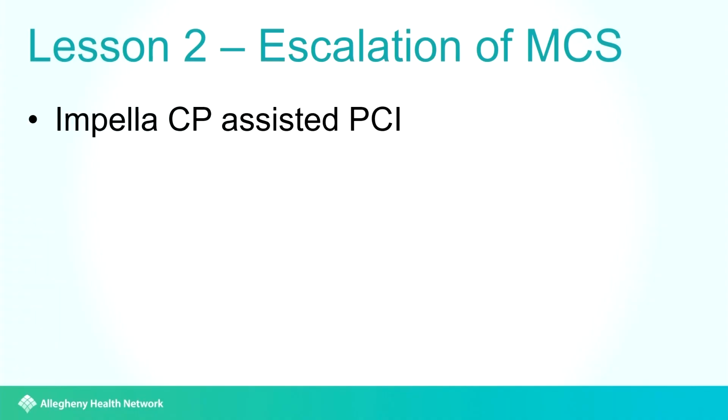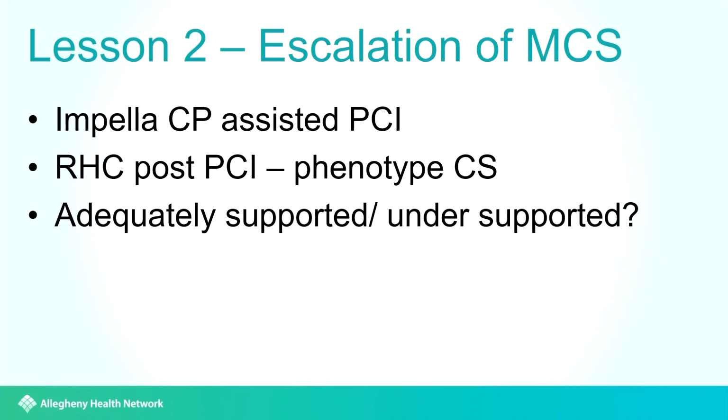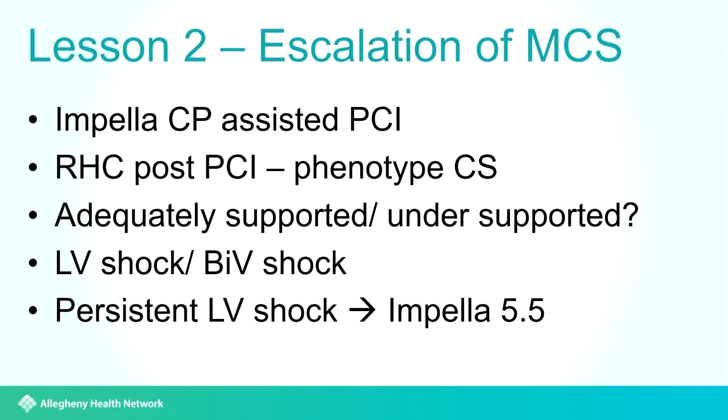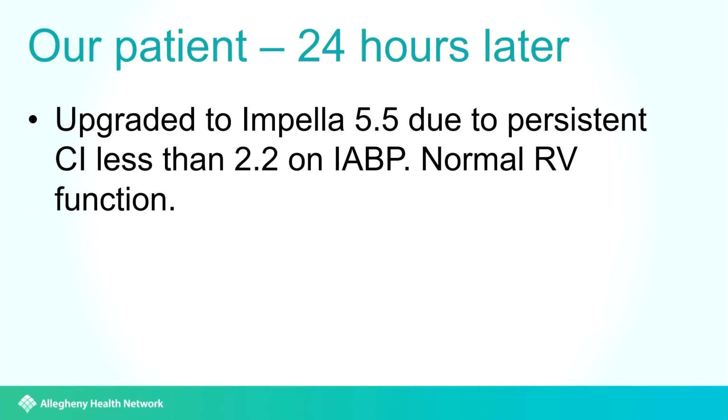So lesson 2 is escalation of MCS. Either you do a balloon pump or Impella-assisted PCI. After we achieve TIMI-3 flow, the next step is to do a right heart cath before the patient leaves the lab to see if the patient is adequately supported or not. If the patient is adequately supported, if your cardiac index is more than 2.2, then you go to the ICU. If you're still under-supported, then we have to phenotype. Is it LV predominant shock, or is it biventricular shock? If it's an LV predominant shock, we make the decision to go for more LV support at that time.